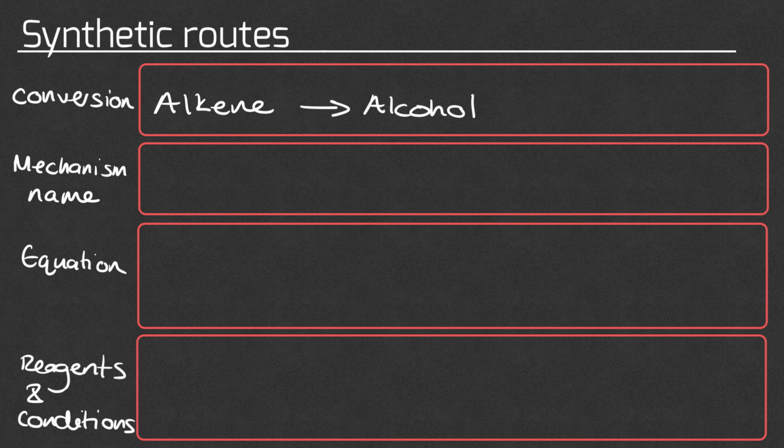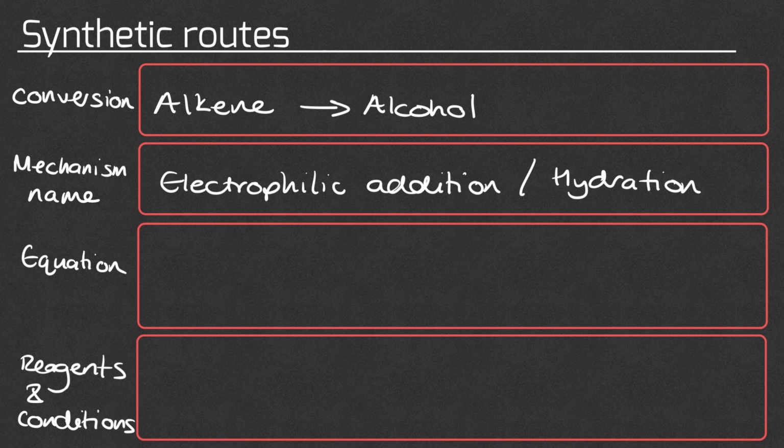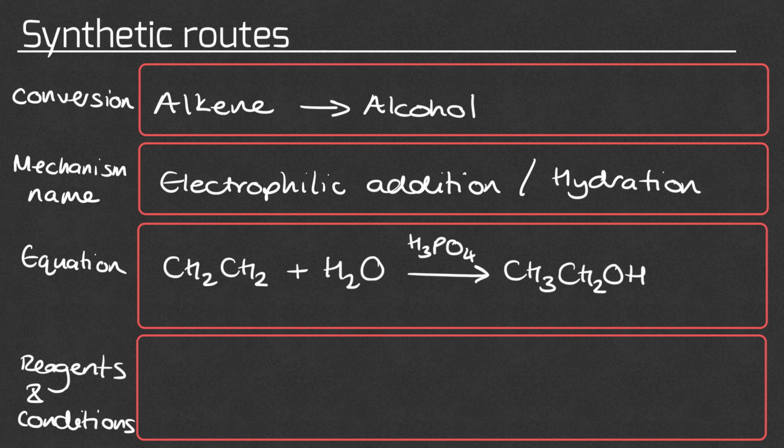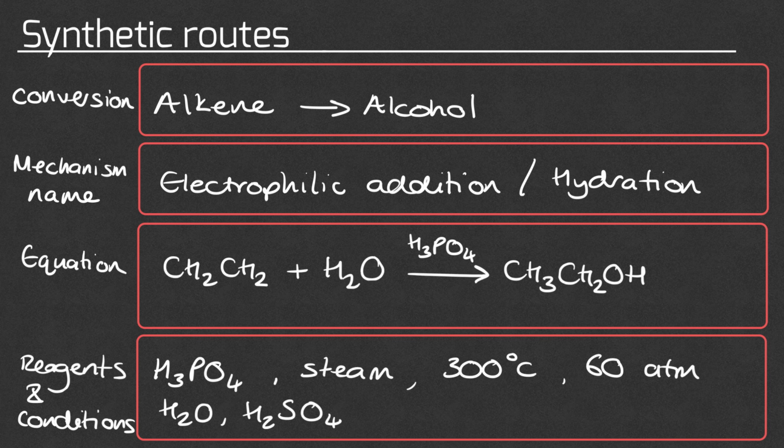For the conversion of an alkene into an alcohol, this is an electrophilic addition mechanism, sometimes also referred to as a hydration reaction. An example equation would show a molecule of ethene reacting with water with a phosphoric acid catalyst to produce your alcohol. The reagents and conditions for this reaction are phosphoric acid and steam at 300 degrees and 60 atmospheres of pressure. You can also use a combination of sulfuric acid and water as well.